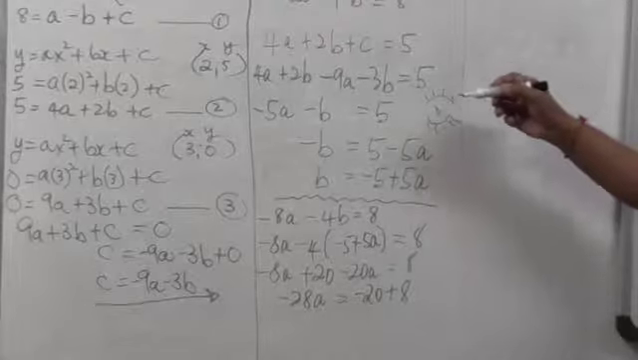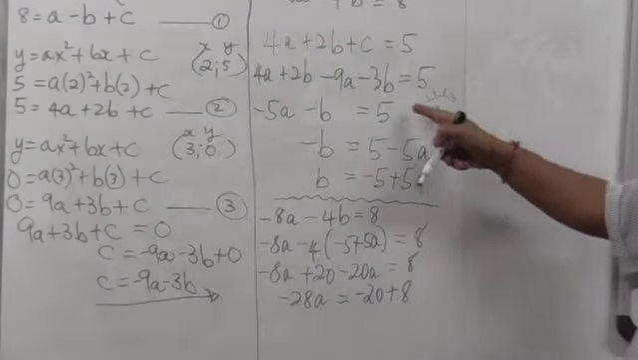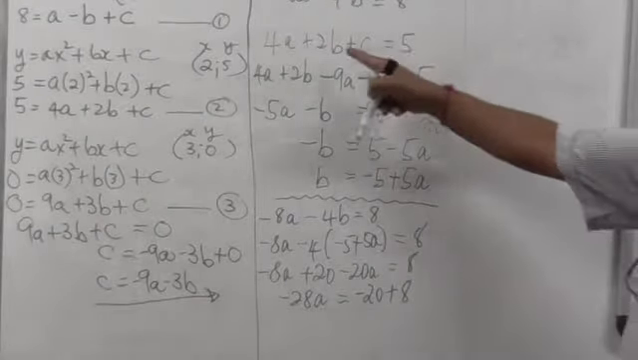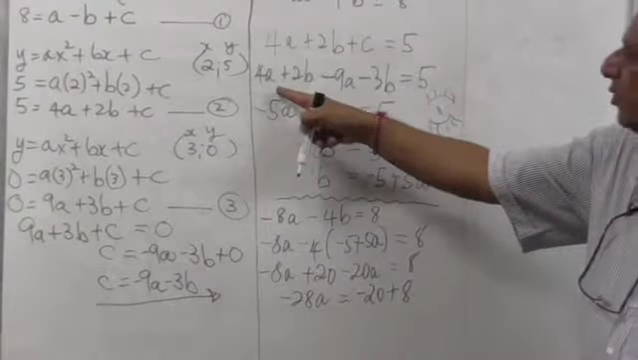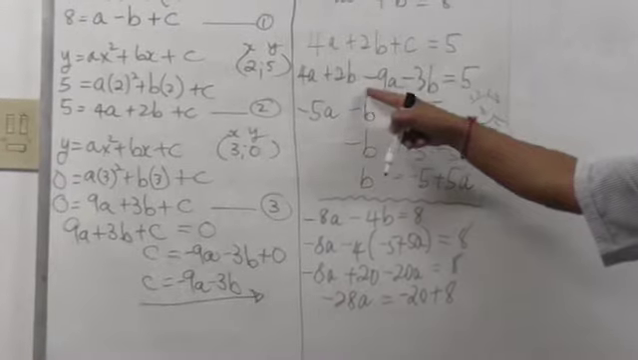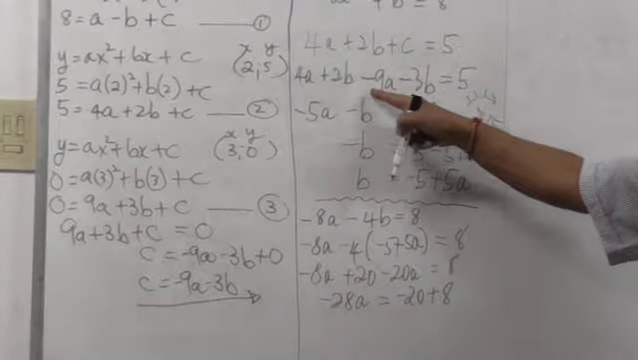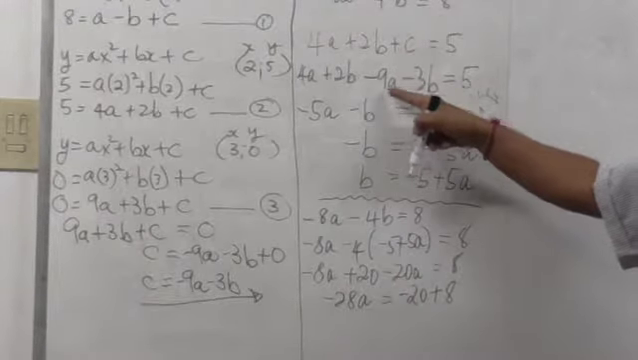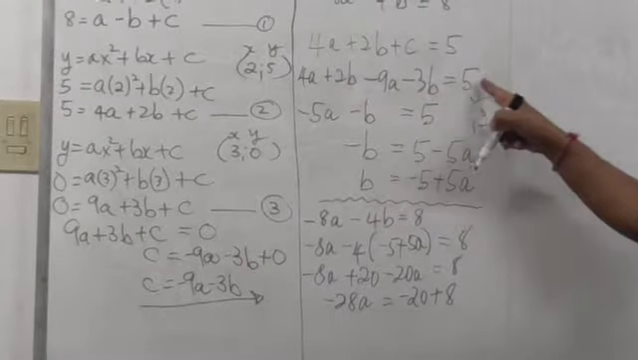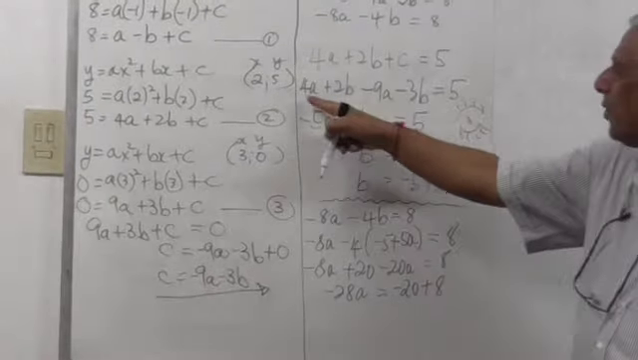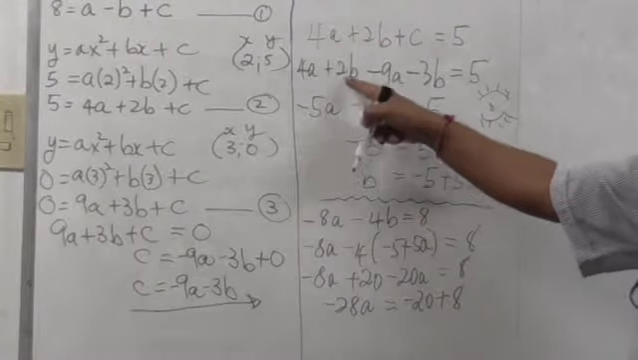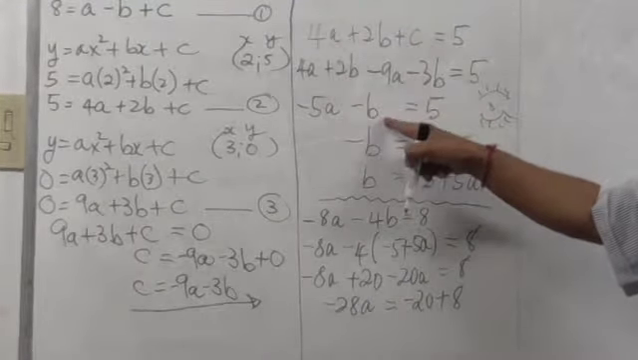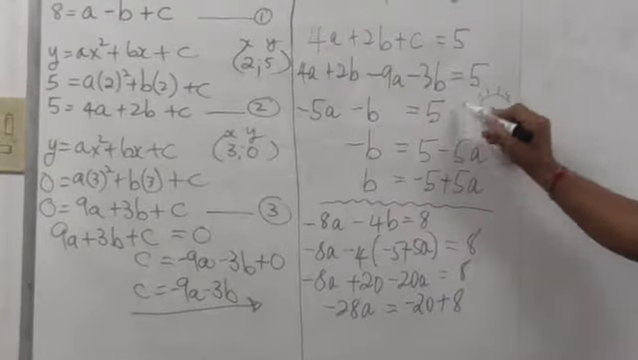Alright, let's go back. There's a little mistake here. So we got 4a plus 2b plus c is equal to 5. 4a plus 2b. We substitute for c, it's minus 9a minus 3b is equal to 5. 4a minus 9a is 5a. 2b minus 3b is minus b. And this is 5. Up to here, everything is correct.